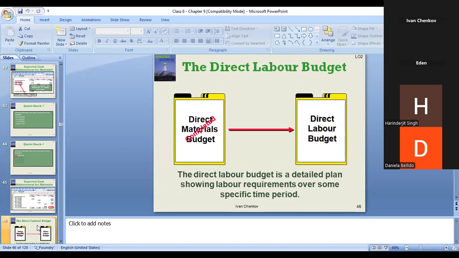And we're done with direct material. Now, that was the hardest part of all the budgets. From now on, it's easy. Why? Because we don't have to deal with the inventory anymore. As you can see, in the production budget, we have to deal with the desired ending inventory. For the direct material, we have to deal with the desired ending inventory. Now for direct labor and manufacturing overhead, we don't have to deal with those anymore.